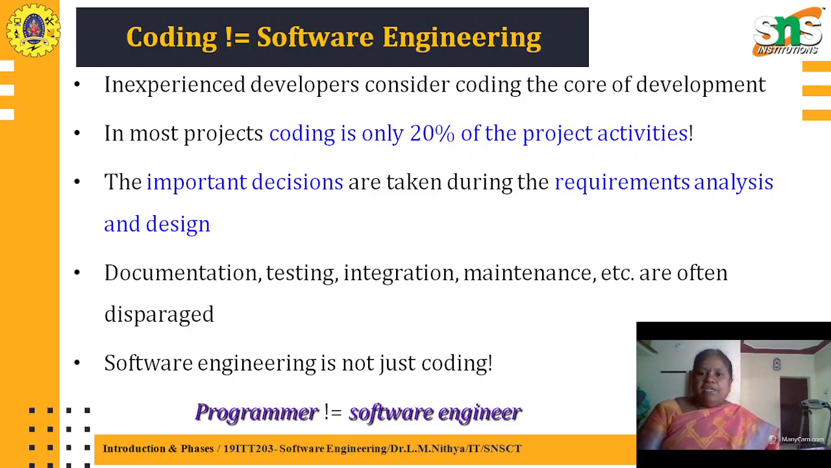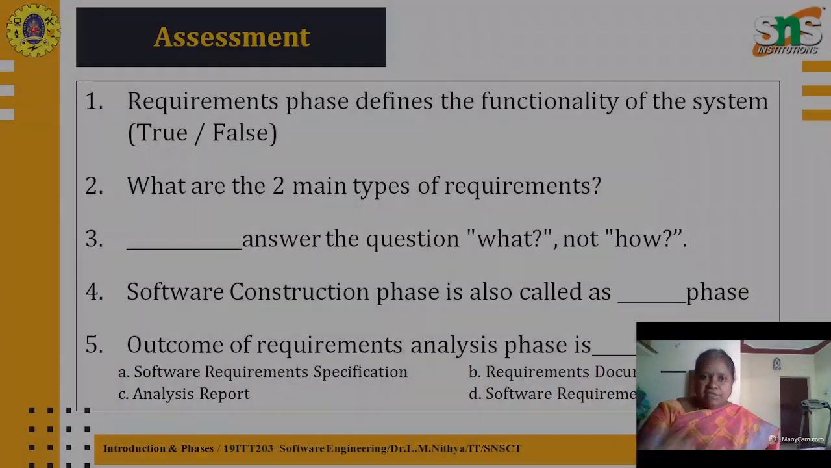Coding is only 20% of the project activities. The important decisions are taken during analysis and design. If your analysis and design are perfect and correct, your end product will also be perfect and correct. Documentation, testing, integration, and maintenance are often disparaged. So you clearly note that software engineering is not just coding. Similarly, a programmer is not equal to a software engineer.